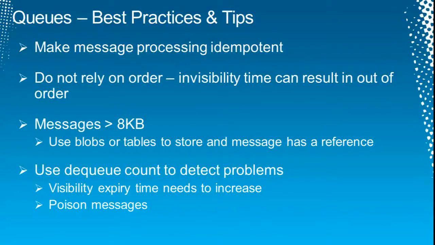So the best practices: make message processing idempotent. The reason is because something could fail, and when you get this message, the message can reappear in your queue because that invisibility timeout is going to expire, and that message is going to be visible again. Do not rely on the order. Invisibility time can deliver certain messages, not necessarily in your order.